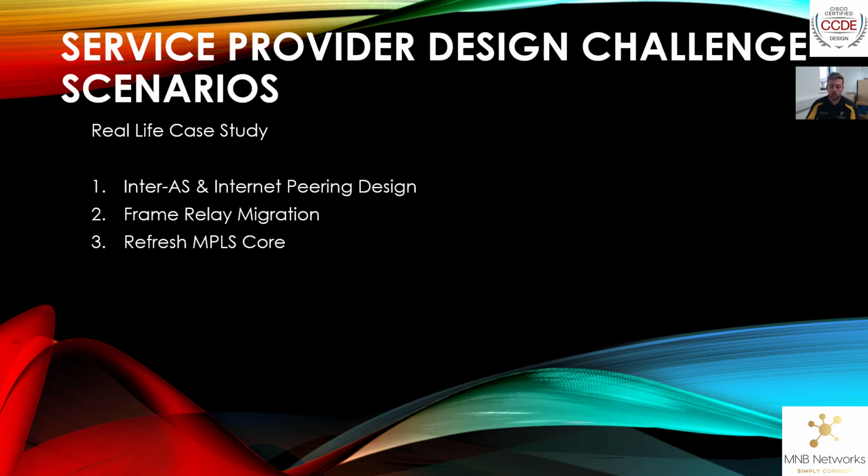Service provider scenarios, these are quite large scale, that's why there's less of them. We have an inter-AS and internet peering scenario, frame relay migration to MPLS. It does still exist in the world, I should say, frame relay does exist in the world. And then how to refresh, or not how we recommend to refresh, an MPLS core.